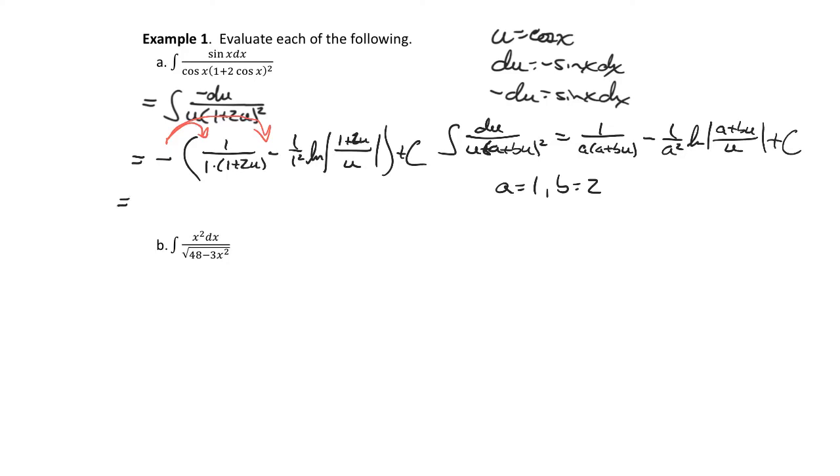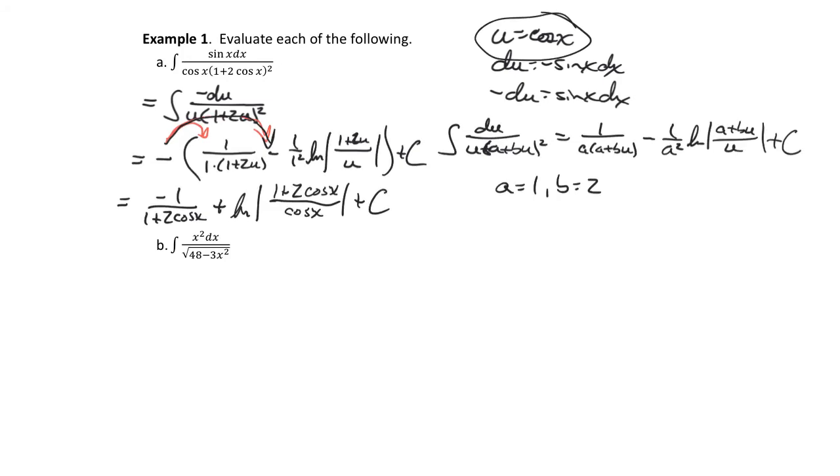We knew that u was equal to the cosine of x, so we'll resubstitute and I'll distribute. So I'll have negative 1 over 1 times anything is just the anything, 1 plus 2 times the cosine of x, minus 1 over 1 squared is just 1. Now I've forgotten that I have a negative on the outside that I'm going to be distributing to the negative on the inside, so this really is plus the natural log of the absolute value of 1 plus 2 times the cosine of x divided by the cosine of x plus a constant.